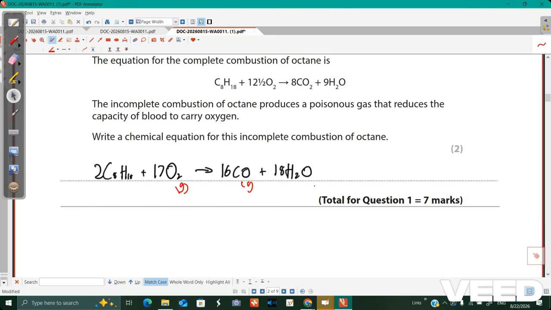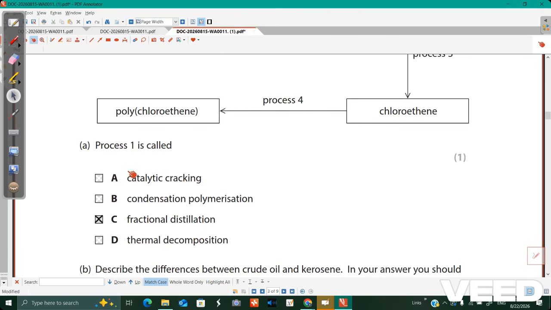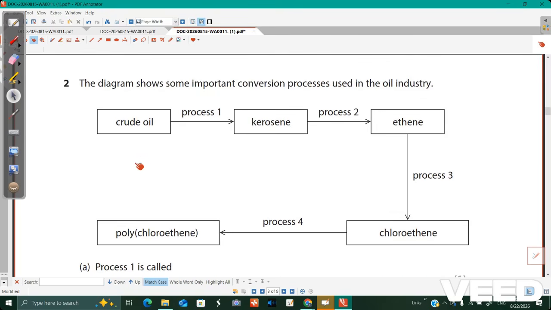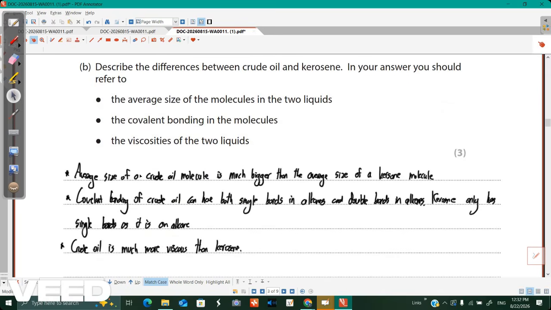This one is also, since it is happening at room temperature, a liquid. And here you can call it a liquid. Crude oil processing is called fractional distillation. Very good. Describe the differences between crude oil and kerosene. In your answer, you should refer to.